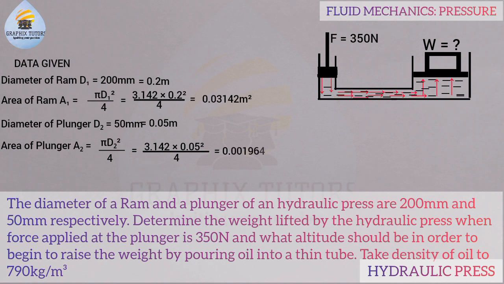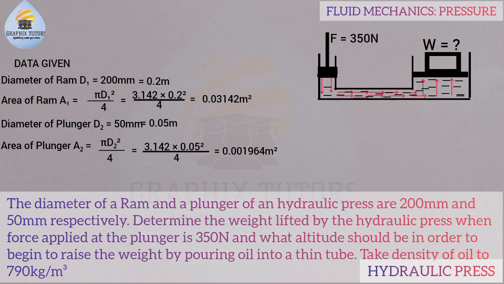0.00196 meter square. Now you need to understand, you can use whatever parameter you want to represent your diameter. You can use the capital letter D with subscript 1, anyone you want to use, it's fine. But when you start to use any parameter, ensure you specify that D1 is the diameter of the ram, D2 is the diameter of the plunger, A1 is the area of the ram, A2 is the area of the plunger, to make things easier for both you and whoever is marking your script.